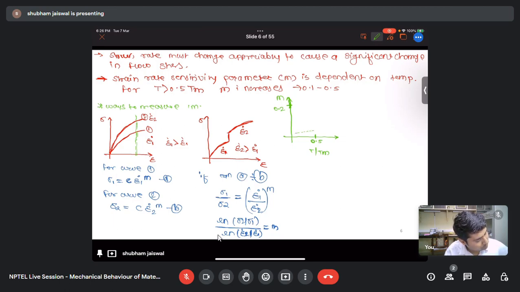Up to T by Tm equal to 0.5, the variation in m is very small. But as soon as it crosses 0.5, it rapidly increases. And this will lead to superplasticity. So let me write down the significance. Large m leads to superplasticity.